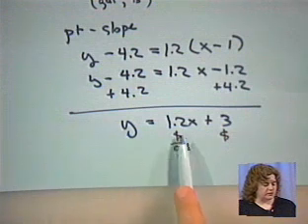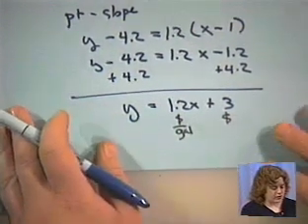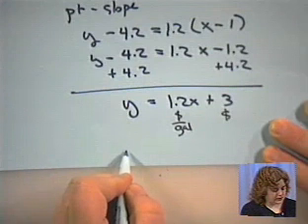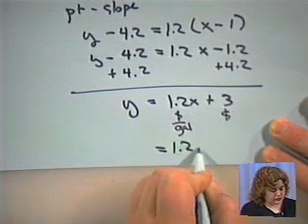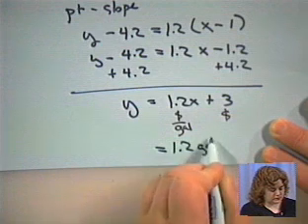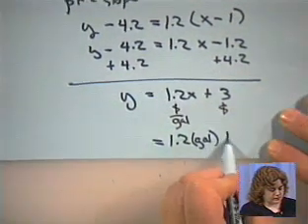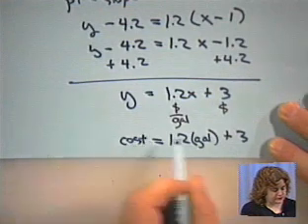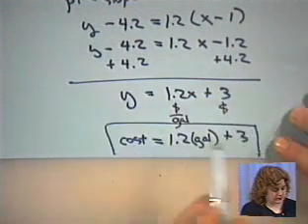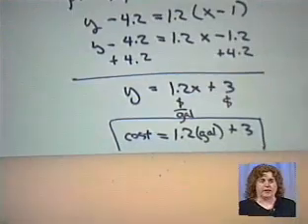So all you have to do is identify what your x and your y are. In this case, your x is gallons, so you could write in words 1.2 times gallons plus 3 is going to give you your cost. And that is the end of this segment.